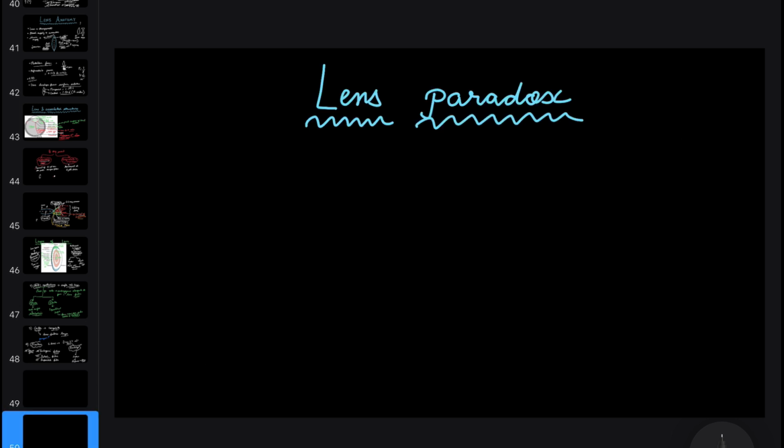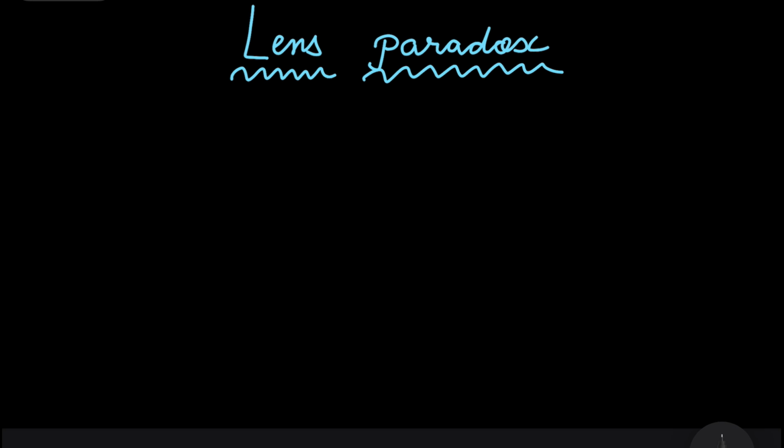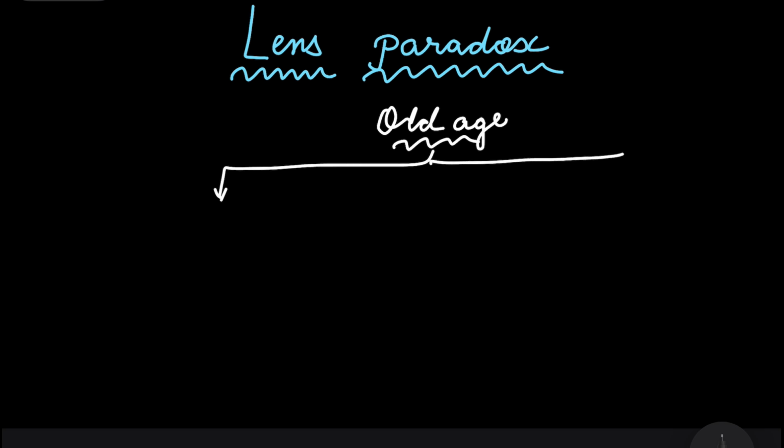Now, just one small topic before we delve into the full metabolism of the lens. That is lens paradox. What exactly is the lens paradox? Very simple. As one ages, during old age, what happens? There are two different changes that are going on in the lens of a person. What are these two changes?